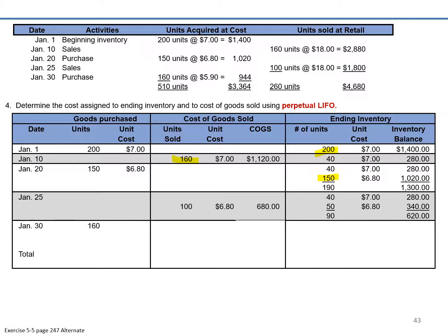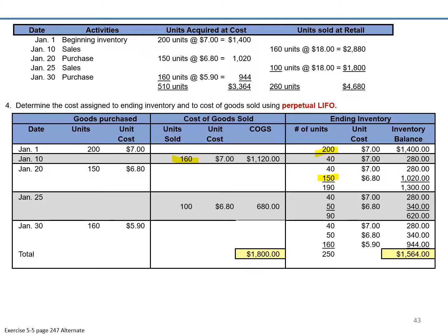Then on January 30th, I bought another 160 units. So I've got 40 left from my beginning inventory at $7. I have 50 left from my $6.80 price point, or my January 20th purchase. And then I'm adding to it 160 units at $5.90 each. So I have total ending inventory of 250 units or $1,564.